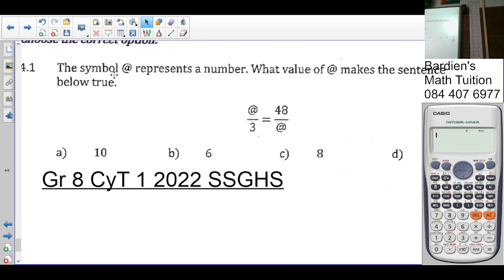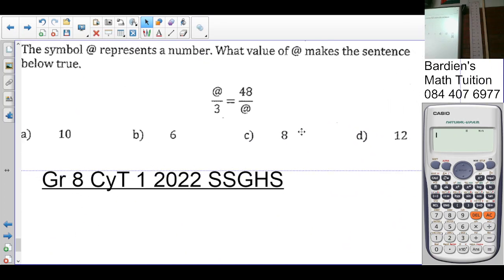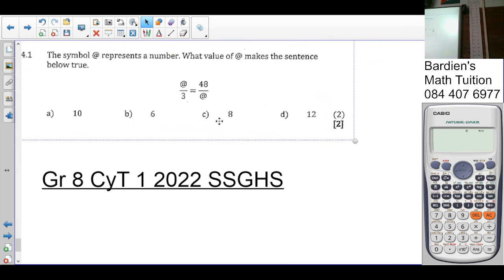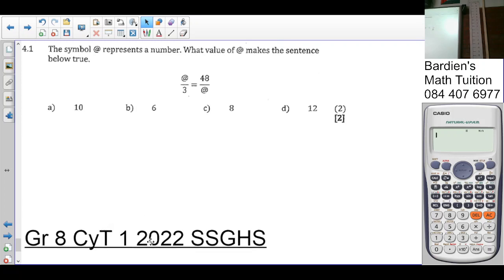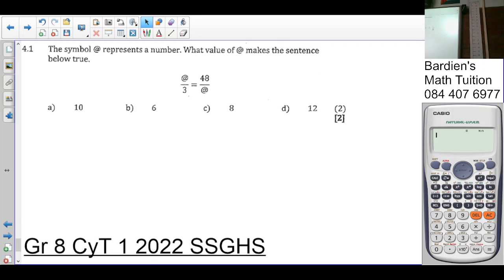Number 4.1, choose the correct option. Here they ask you, the symbol represents a number, so that could be any number. What value makes the sentence below true? If I go with A and I say 10, that is 10 over 3 is 10. If I simplify this, 2 goes into here 24 times 2 into here 5. Is 24 over 5 the same as 10 over 3? No, so it can't be 10. Let's try 6.